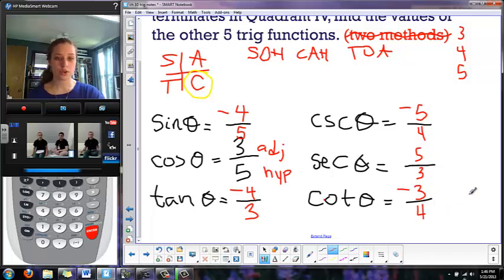Okay? So here's the way that problem works. The important part to remember is figuring out which quadrant you're in, so knowing which functions are going to be positive, which functions are going to be negative, going through and listing out everything first, and then either using the Pythagorean theorem to figure out what the missing side is, or you could use a Pythagorean triple. Okay?